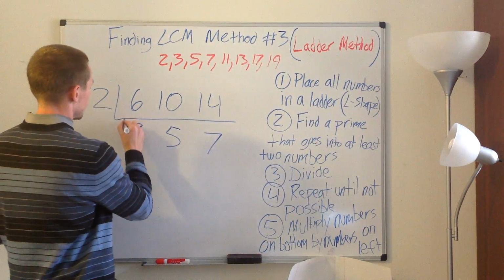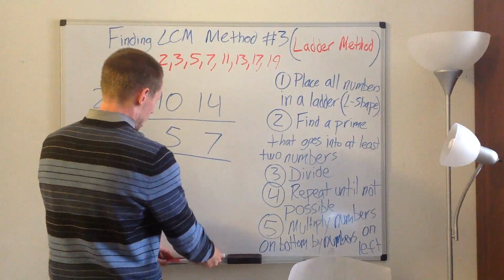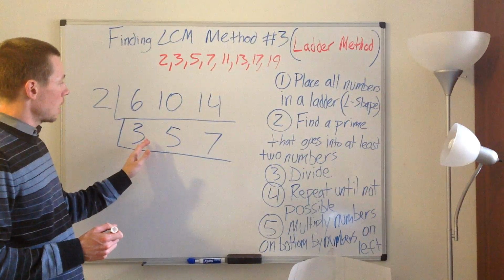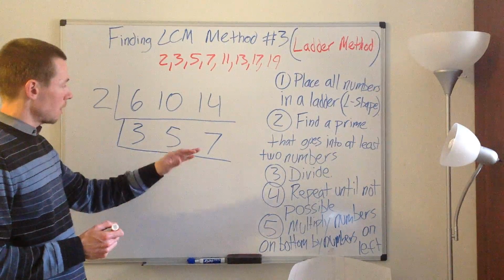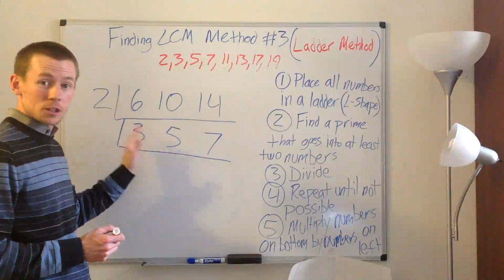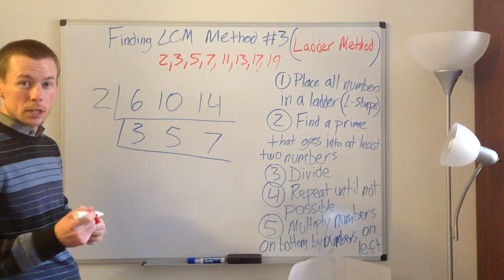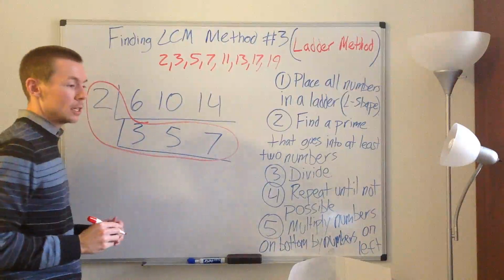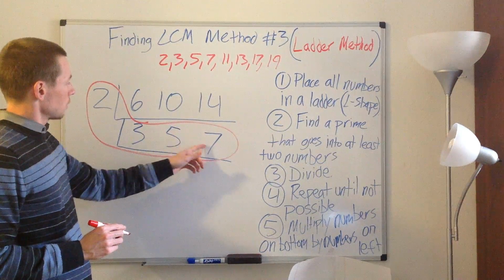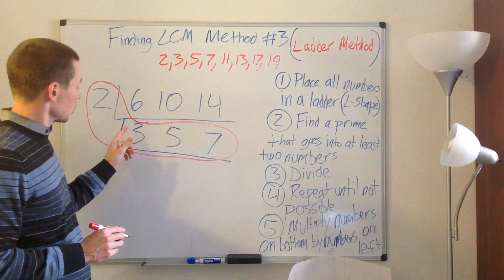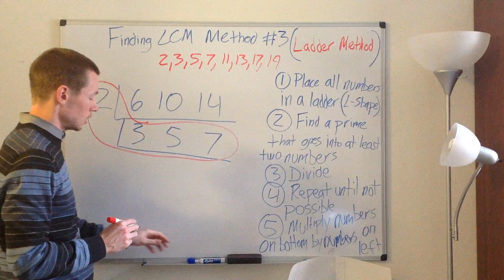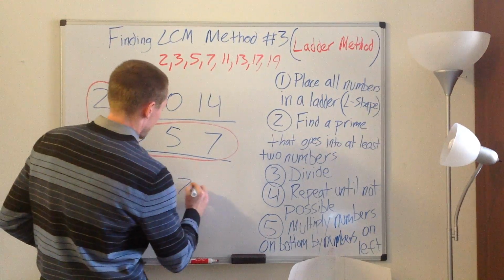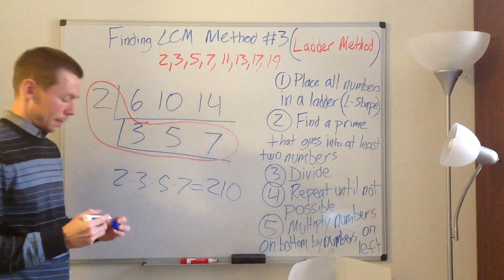Now, draw another ladder. Is there a prime that goes into at least 2 of these numbers? Well, they're all prime, and 3 goes into 3, but not 5 and 7. 5 goes into 5, but it does not go into 3 and 7. And it's a similar situation for 7, so that's it. So, multiply what's on the bottom by what we took out. 7 times 5 is 35. 35 times 3 is 105. And 105 times 2 is 210. So 210.